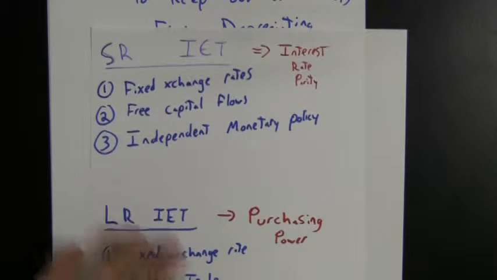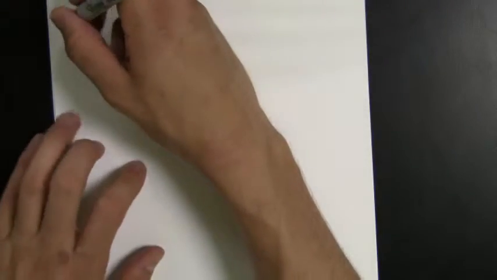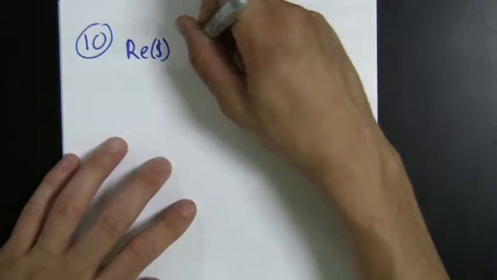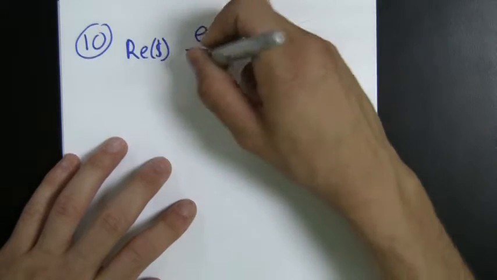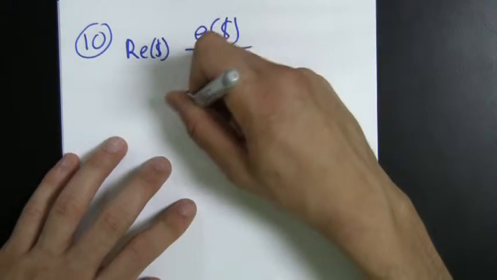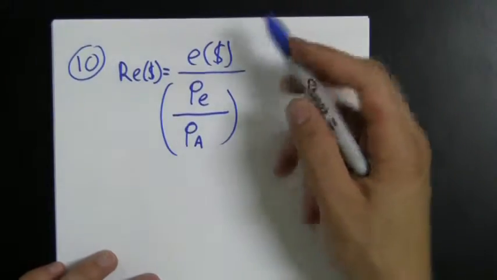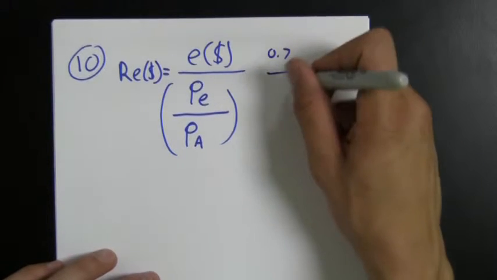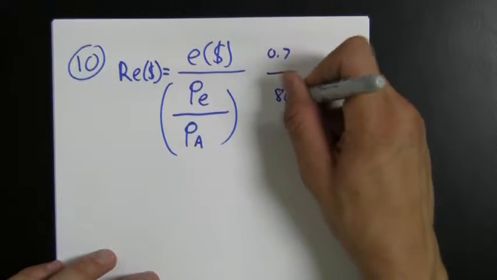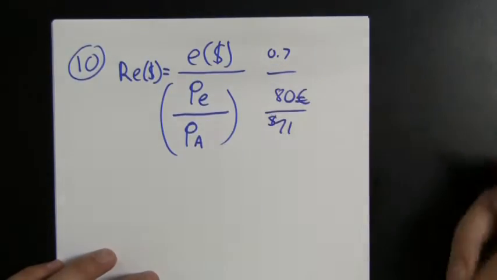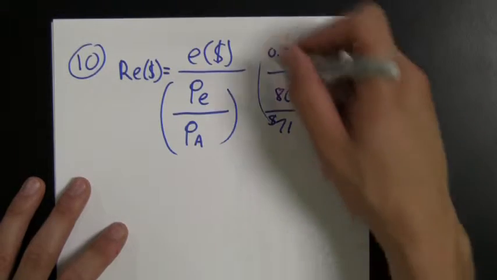The next question deals with something just a little bit different. Number 10 deals with the equation for real exchange rates. The equation for real exchange rates is as follows. It's the actual exchange rate divided by the prices everywhere else divided by the prices at home. So we take the exchange rate, maybe 0.7, divide it by the prices in Europe, maybe 80 euros, and divide that by the price in America, maybe $71. And so that's how that equation is typically written out.